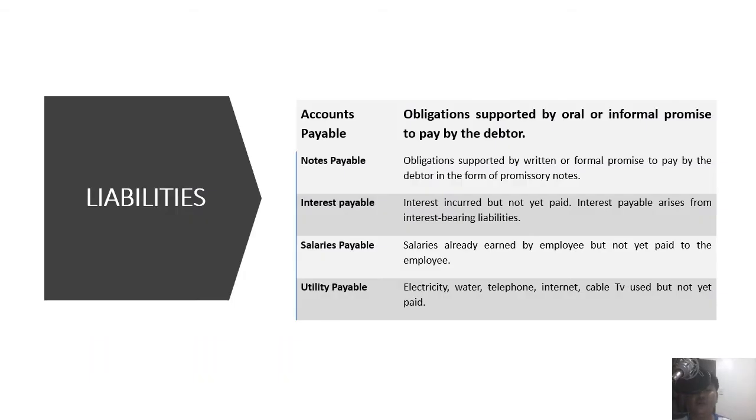Now, let's move to liabilities. Ito yung ating second element after ng asset. So, ang first sa ating liability is accounts payable. It is an obligation supported by oral or informal promise to pay. While yung notes payable naman, obligation supported by written or formal promise to pay by the debtor in the form of promissory note.